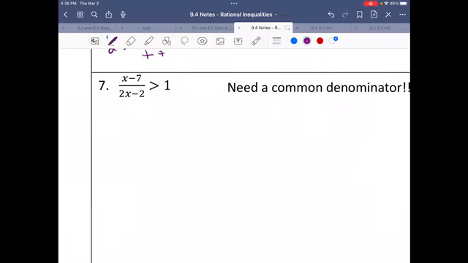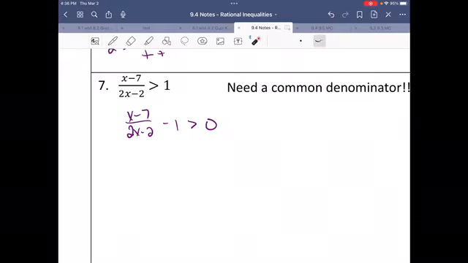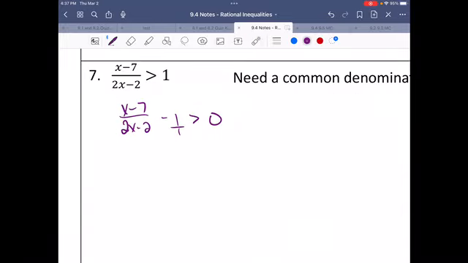Okay, now let's talk about this for a minute. On 7 and 8, first thing, it doesn't have a 0 on the right side. So all I have to do to get that 0 is to subtract 1. However, with rationals, we can't just have a random whole number thrown out there. The whole thing needs to be a rational, which means we need a common denominator. Luckily this one's not too bad. The common denominator of 2x minus 2 and 1 is going to be 2x minus 2.